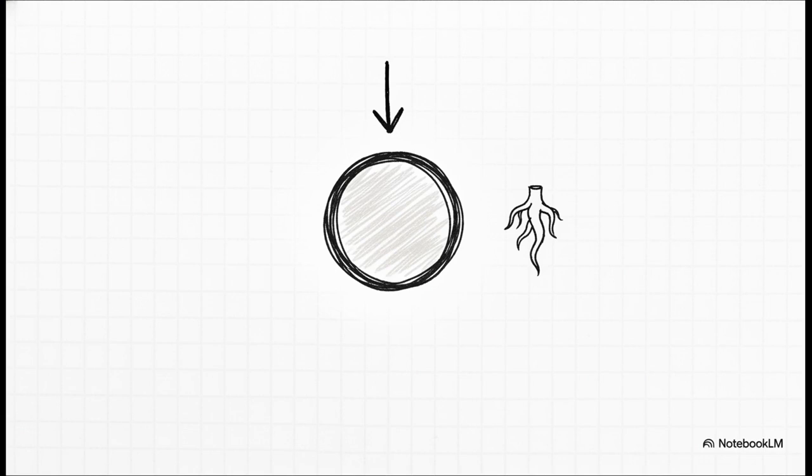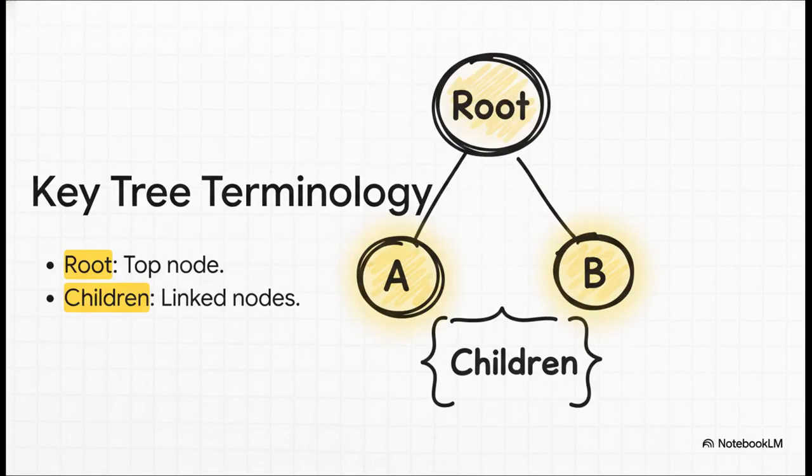So, how do we actually build one? Well, every tree has got to start somewhere, right? And that single, most important node at the very top, the one where everything else grows from, that's called the root. And from that root, we start to branch out. Any node can point to other nodes below it, and we call these its children. And boom, that's what creates the hierarchy.